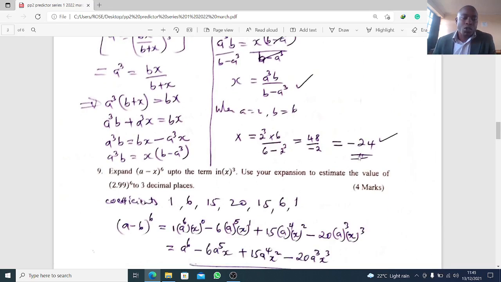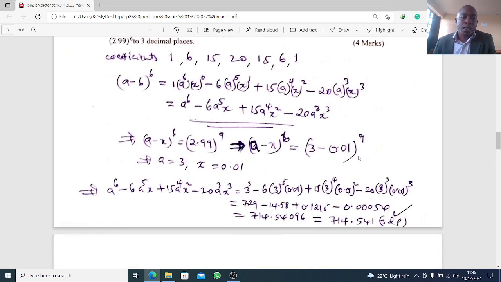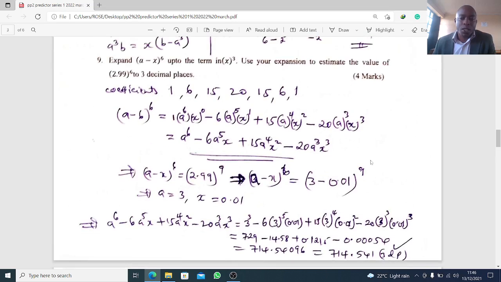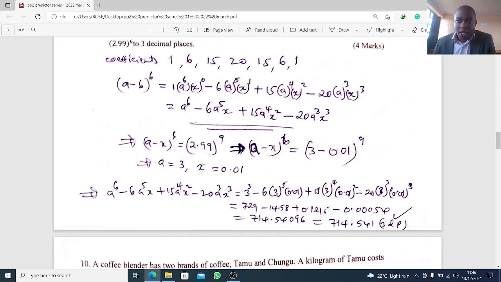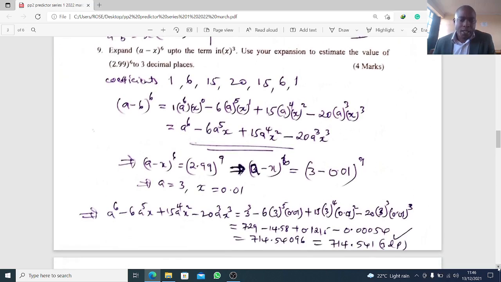We go to the next question, number 9. A question on expansion. If you go through the previous exams that have been done for the last around 3 to 4 years, if you check, you will find that this question has always been there. So what you do here: expand a minus x power of 6 up to the term x cubed. Use your expansion to estimate the value of 2.99 power 6 to 3 decimal places.